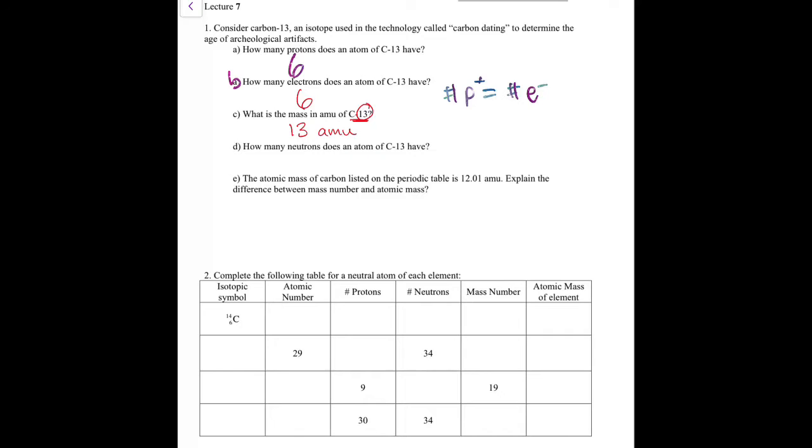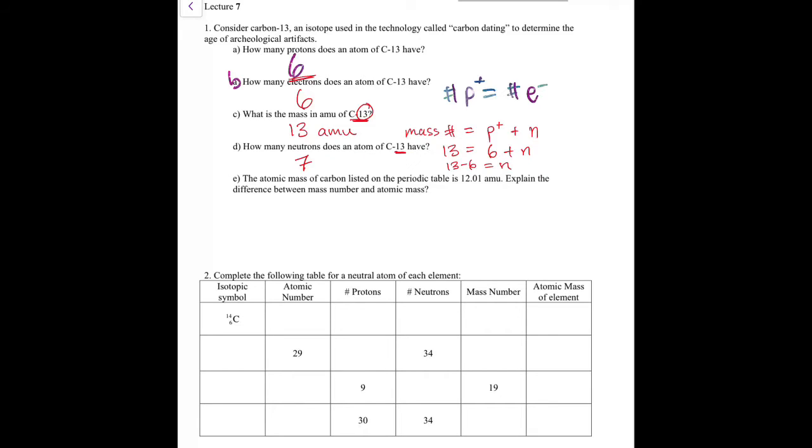D. How many neutrons does an atom of carbon-13 have? Remember again that 13 is the mass number. And the mass number is the number of protons plus the number of neutrons, right? So if that's 13, and we already know protons was 6 plus n, we have to solve for n. Therefore, 13 minus 6 is equal to n. 13 minus 6 is 7, right? 7 plus 6 is 13.